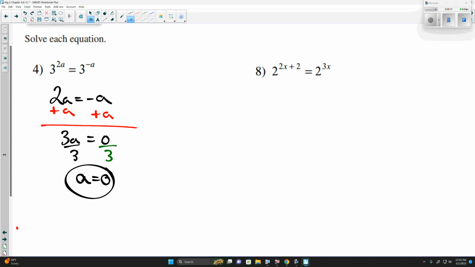Let's look at the next one. 2 to the 2x plus 2 is equal to 2 to the 3x. So here we're saying what? 2x plus 2 is equal to?